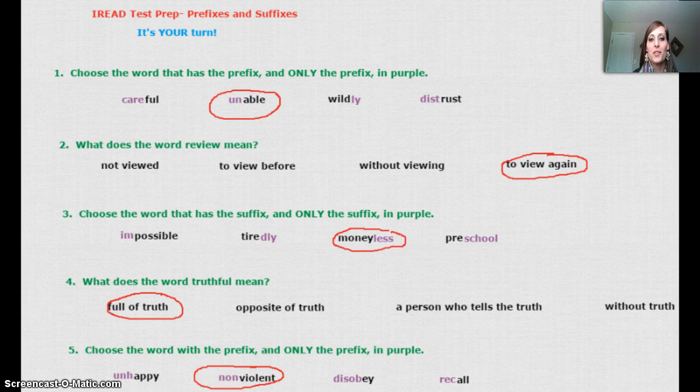Now it's going to be your turn to try some more prefixes and suffixes on your own. I know you're going to do a great job, but remember, a prefix comes at the beginning of a root word and a suffix comes at the end. Rock it!